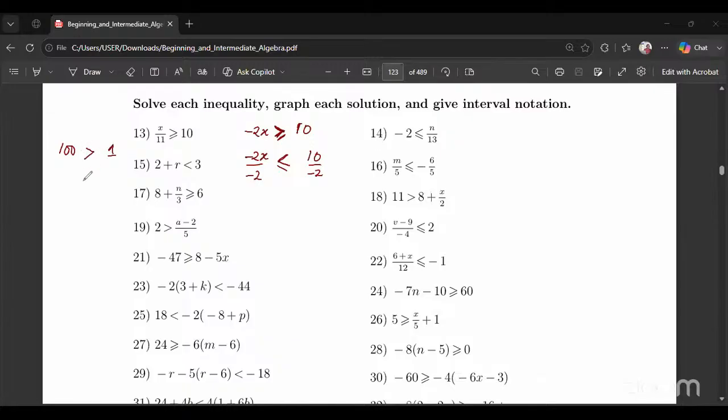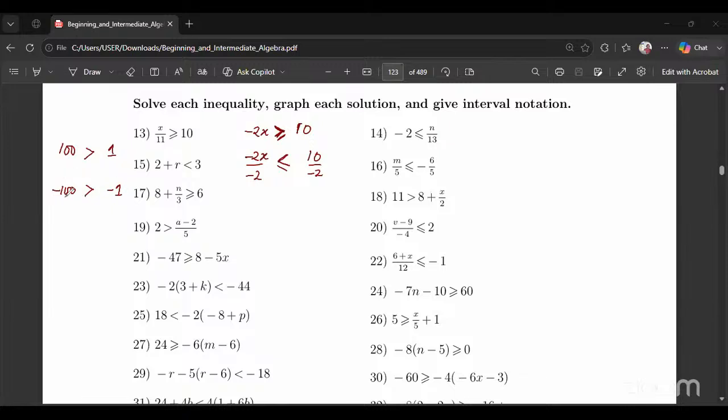100 is really greater than 1. But when we now multiply both sides by negative 1, so that I have negative 100 on the left-hand side and negative 1 on the right-hand side, is it still true that negative 100 is greater than negative 1? Is it still true? No. You see, negative 100 is not greater than negative 1.